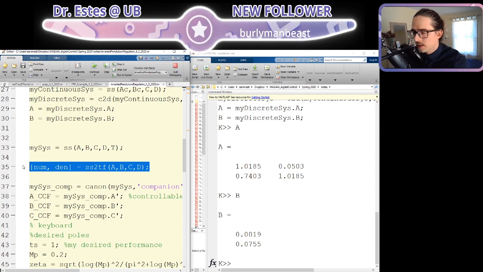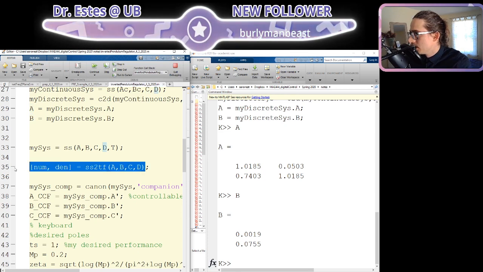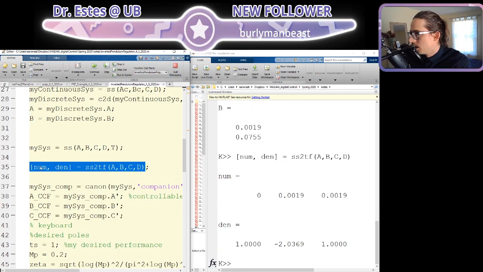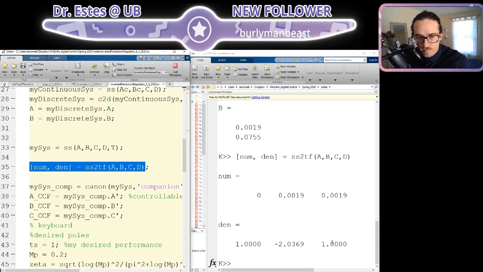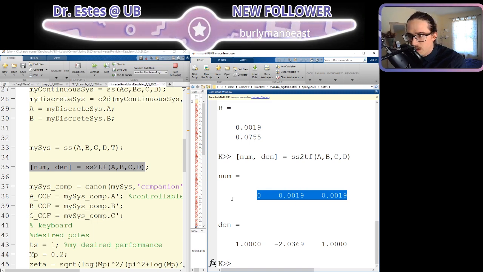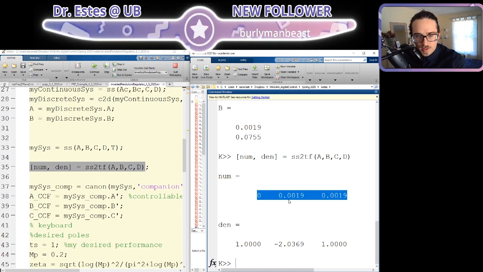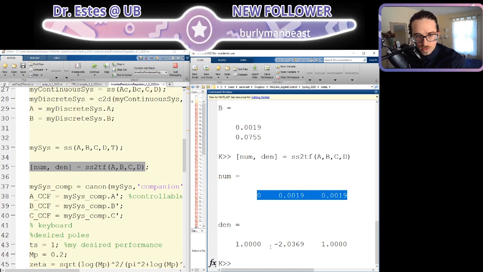Here we go. This line: state space to transfer function, and then you put in your A, B, C, D matrices. Let's evaluate it. It gives you the numerator of the transfer function and the denominator. This is just polynomial notation in Matlab. So this is saying 0.0019z plus 0.0019 divided by z squared minus 2.04z plus 1.